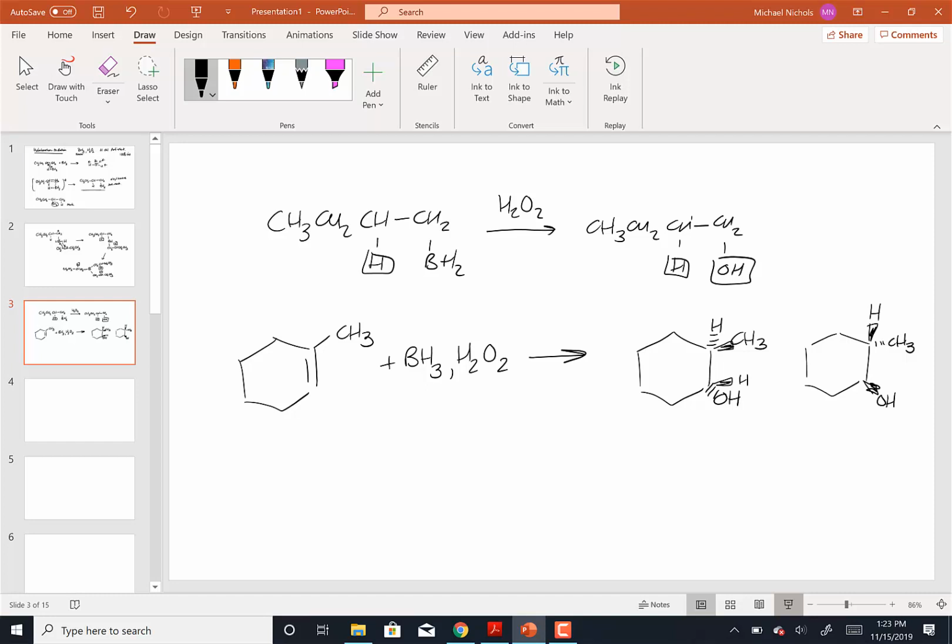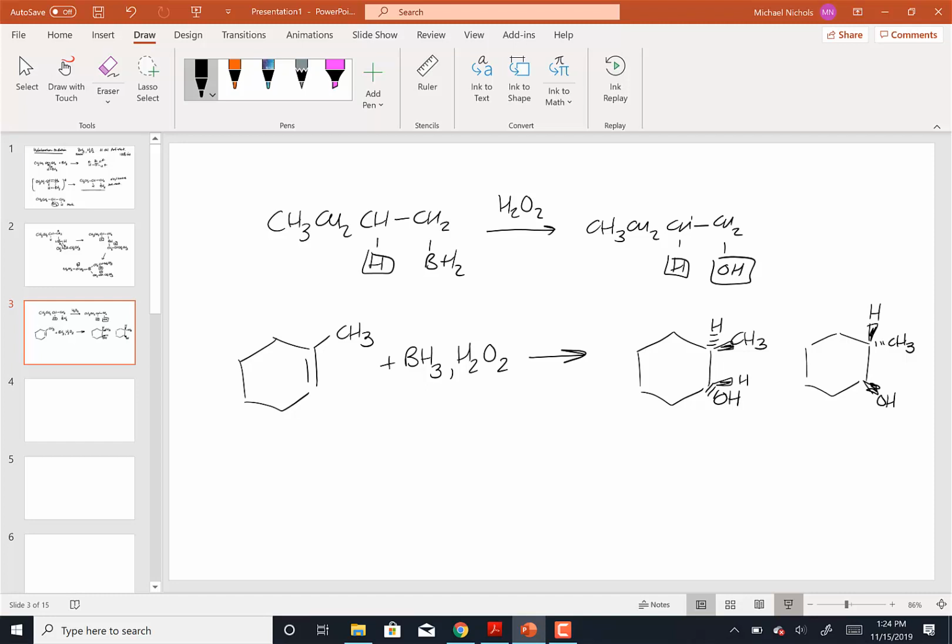So the rule in organic is if you want to make a chiral molecule, you need a chiral reagent. In this case, there are no chiral reagents, so we make a 50-50 racemic mixture. Now the other products, if the H and the OH added trans, that relationship is going to be a diastereomer.